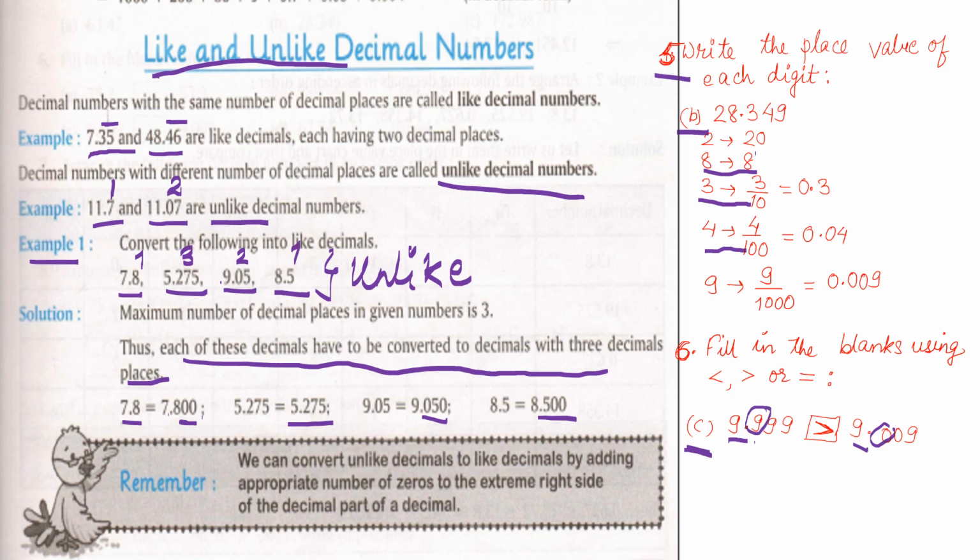So which one is greater? Yes, 9 is greater. So obviously 9.999 is greater than 9.009. Okay. You just start comparing one digit at a time. Wherever you see it is greater, just put the greater sign.